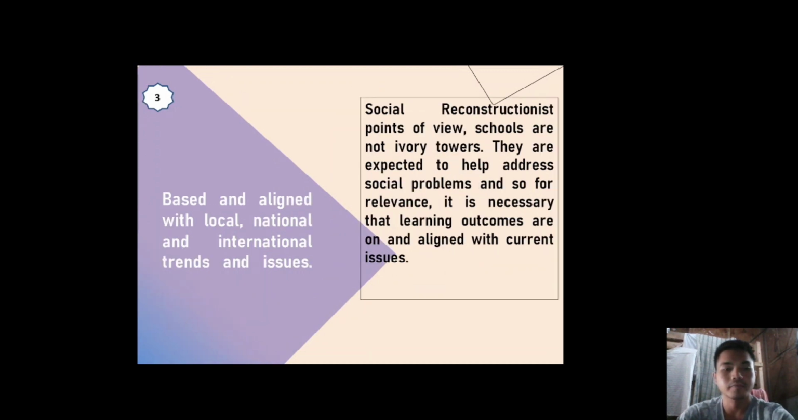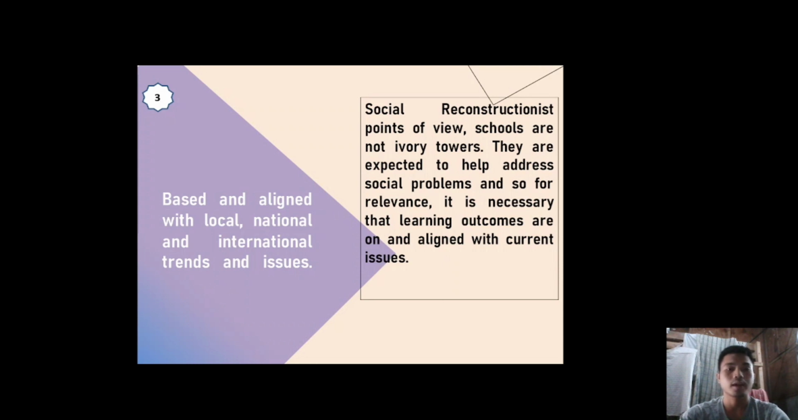Third, they are based on and aligned with the local, national, and international trends and issues. According to the social reconstructionist point of view, schools are not ivory towers. They are expected to help address social problems, and so for relevance, it is necessary that learning outcomes are based on and aligned with current issues. Learning outcomes, meaning, are aligned with the issues and trends facing people in the local area, here in our areas, regionally, in the Philippines, and around the globe.